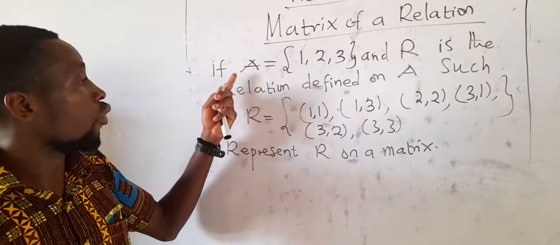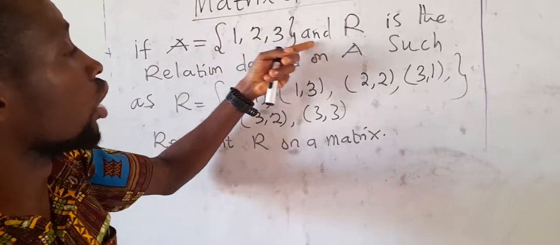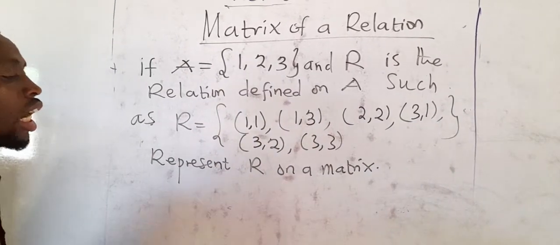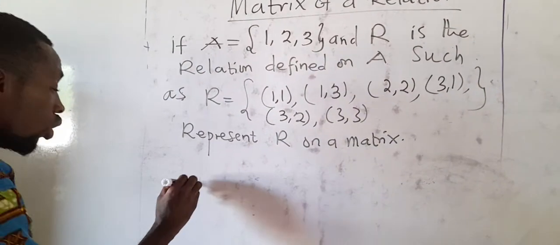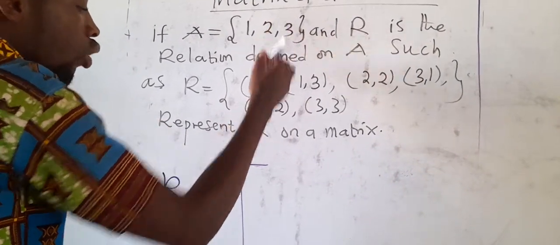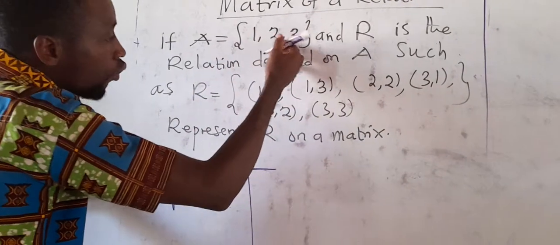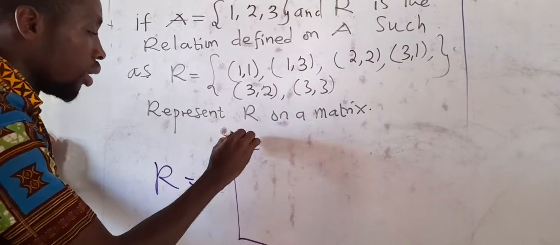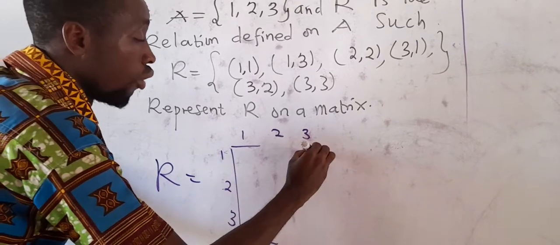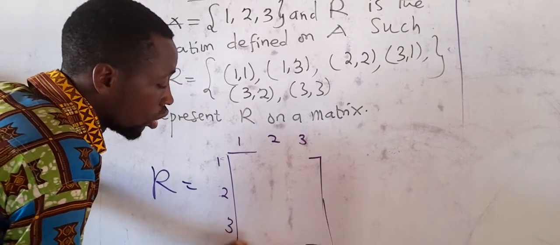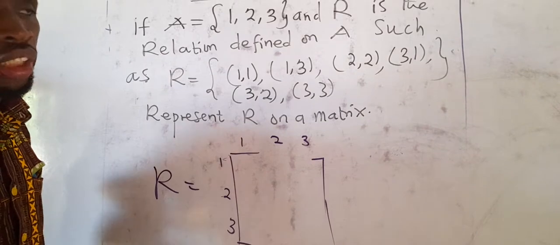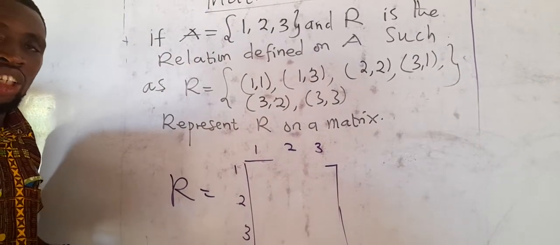So come with me. They say if the set A is equal to 1, 2, 3, and R is a relation defined on set A, such that R is equal to these pairs, represent R in a matrix. So it's very simple. The number of elements here will determine the type of matrix. So if we have 3 elements, it will be a 3 by 3 matrix. So let it be like this. I just want to use this to explain something to you. So we have this. Now check the relations. If one relates to another, then it's an on state, then you represent it with one. If it doesn't, then it's an off state, then you represent it with zero. It's as simple as that.